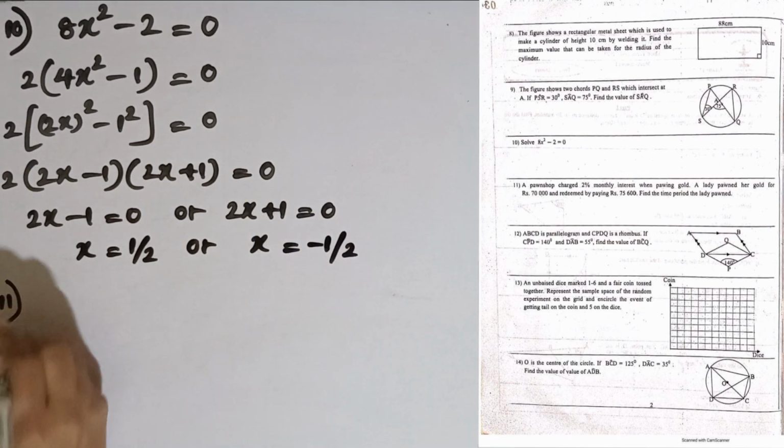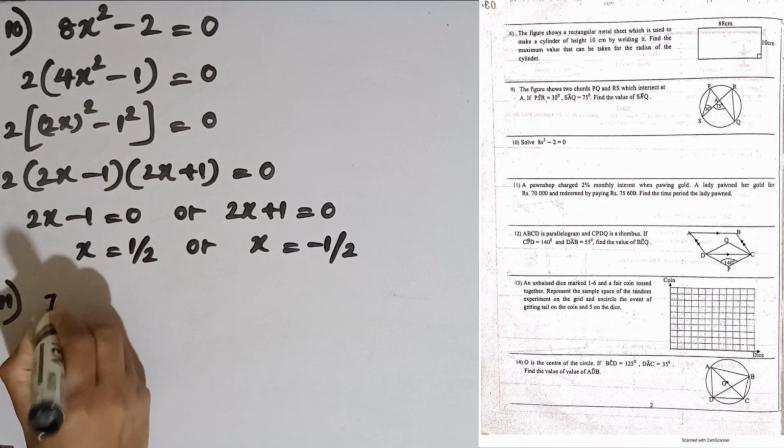Question number 11. A pawn shop charged 2% monthly interest when pawning gold. A lady pawned her gold for 70,000 rupees and redeemed by paying 75,600. Find the time period the lady pawned. The interest she paid is 5,600. So we'll find the interest for 1 month for the given amount, 70,000 rupees.